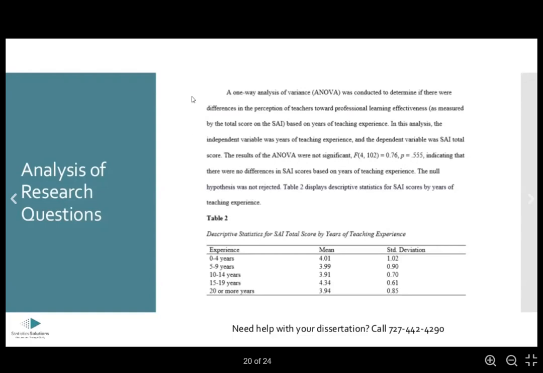Now, in this case, since this is an ANOVA test, you'll notice there's more than two groups here, whereas in the t-test, we pretty much just had two groups for each. So we're reporting each of the levels that were tested in the ANOVA and then the relevant statistics. So again, mean and standard deviation.